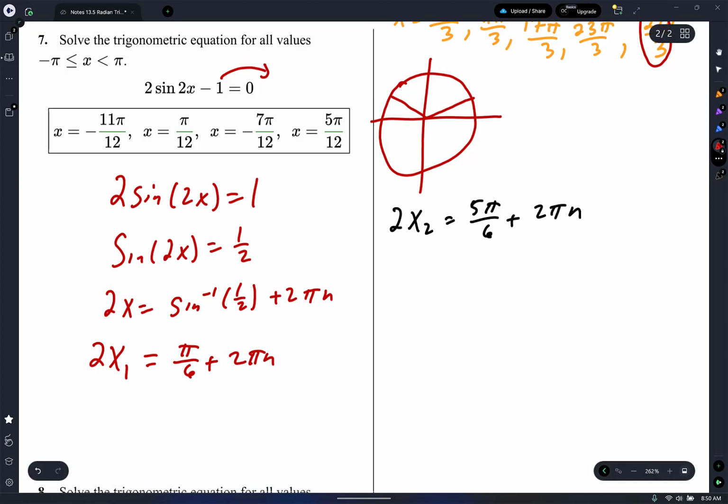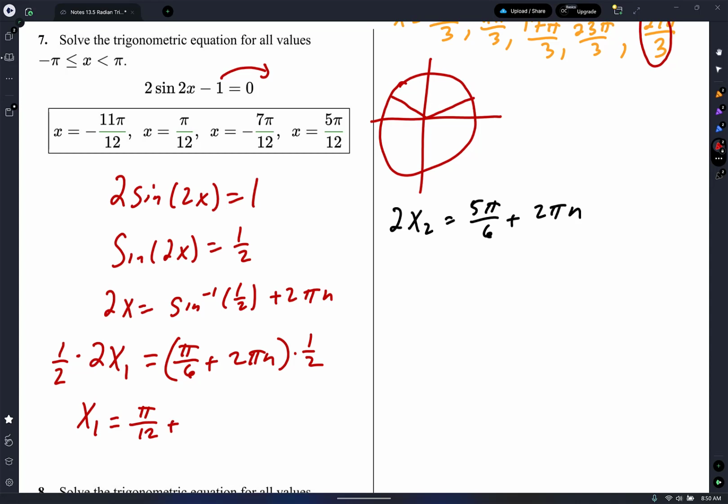Are we still okay, guys? All right. I come back to the first equation, and I want to get rid of that 2. I can either divide by 2 or multiply by half. It doesn't matter to me. You guys have been liking to multiply, so I'm just going to multiply by half, because that's what you guys have been liking. And here's what I get. I get x1 equals, let's see, pi over 12 plus pi n. Now I'm going to go to x2. I'm going to do the same thing. I'm going to multiply this by half. And here's what I get. x2 equals 5 pi over 12 plus pi n. Are we still okay? All right. It wants all the answers between negative pi and pi.